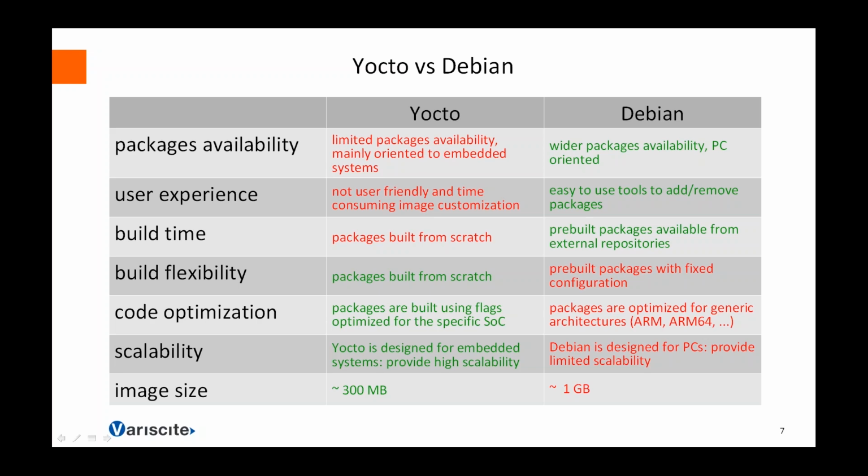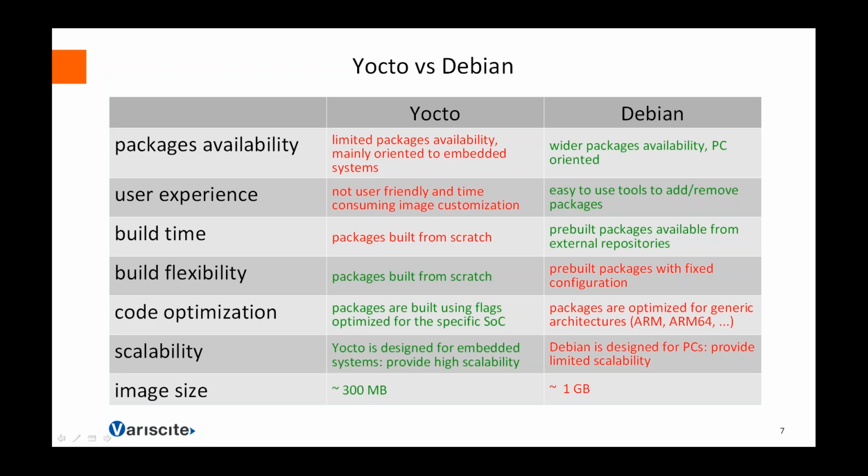Two important aspects are the build flexibility and the build time, which are based on the same basis. Basically, in Yocto, the packages are built from scratch. So on one side, you need time to build them, but on the other side, you can configure them. Debian just downloads them from an external repository and they come pre-configured. No chance to configure the Debian packages. Also, the code optimization is much more refined in Yocto, and Debian just provides general optimization for the architecture that you're going to use.